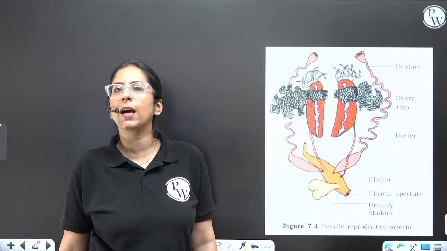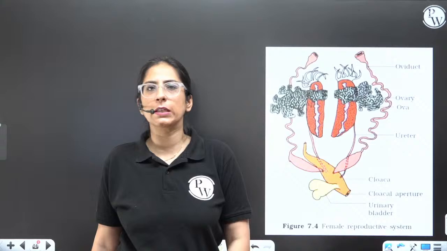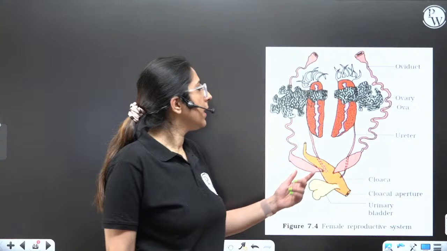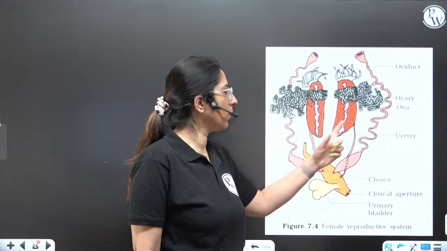Similarly, kidneys are there. Female also has a pair of kidneys. Now, here you can see ureter is written. Why is urinogenital duct not written? The reason is, here there is a separate duct which carries the egg. That is a separate one. The ureter just carries the urine.